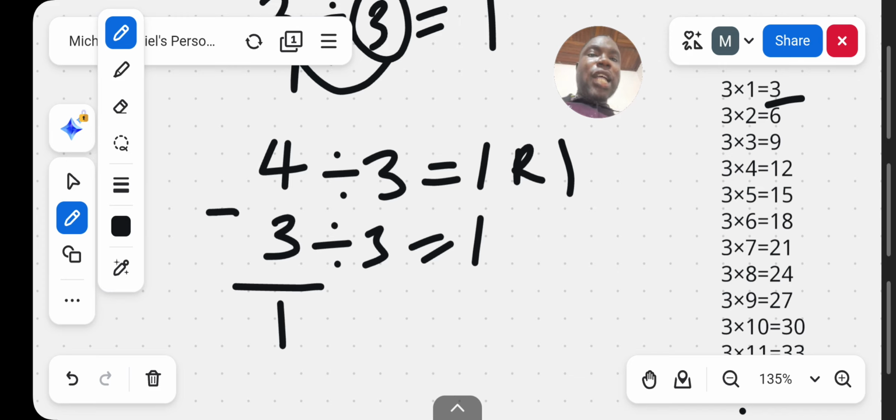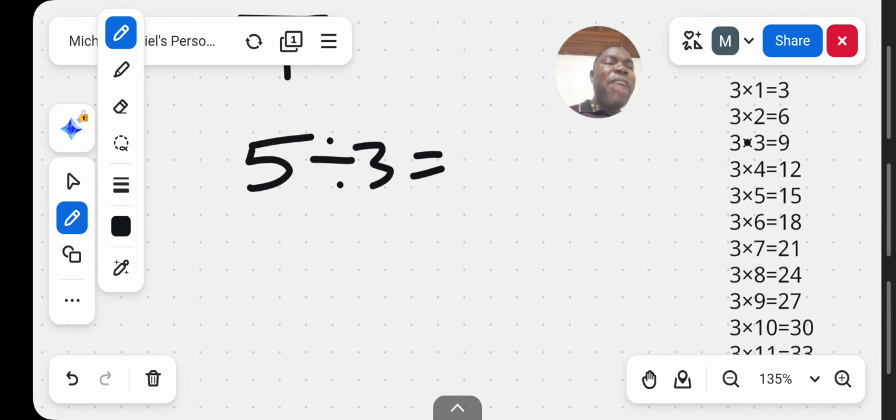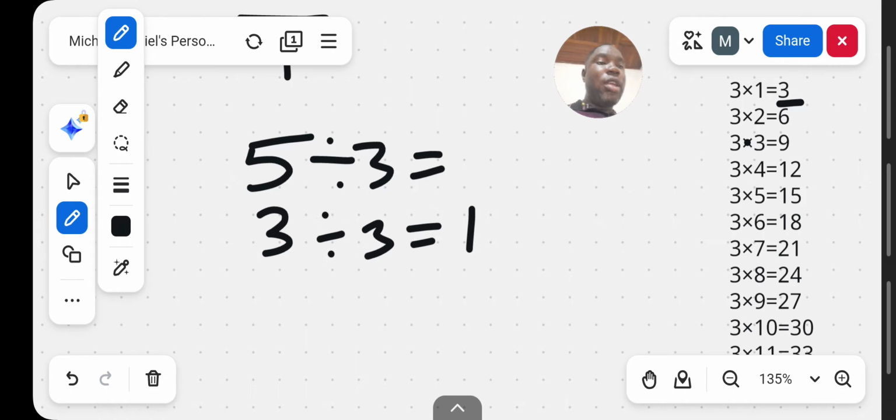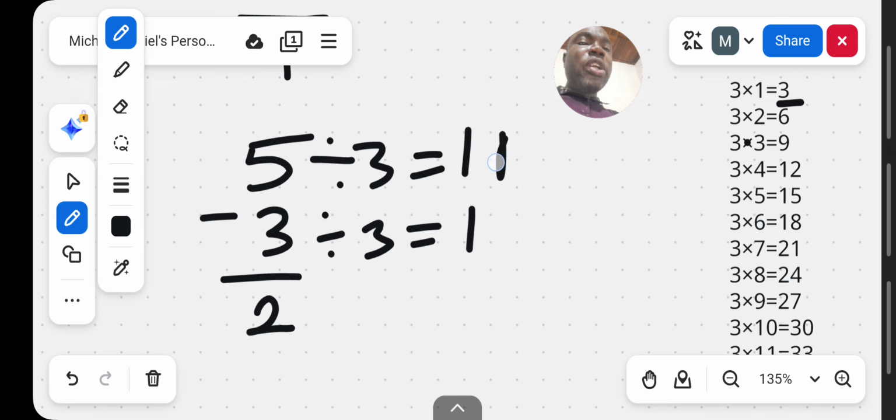Okay, let's do another question. 5 divided by 3. If you read the 3 times table, 3 times what will give you 5? You won't see 5 in the answers for 3 times. 3 times 1 is 3, 3 times 2 is 6. But you notice that 5 is also between 3 and 6. So we have to ask ourselves the question in another way, using that 3 up there. What is 3 divided by 3? It is 1. So that means 5 divided by 3 is also 1, but it will have a remainder. How do we get the remainder? We subtract. 5 minus 3 is 2. So that means 5 divided by 3 is going to give you 1, remaining 2.